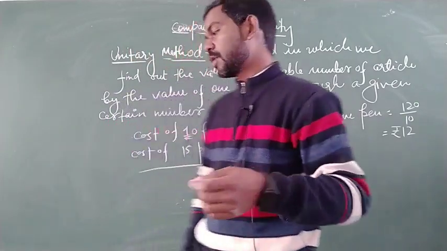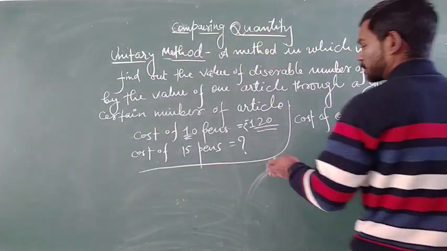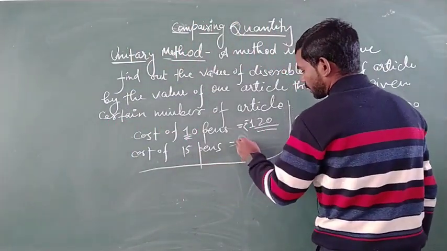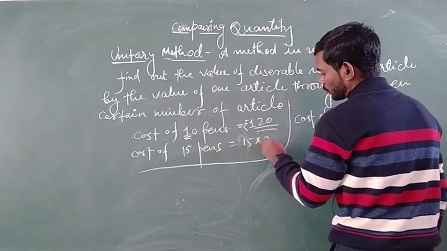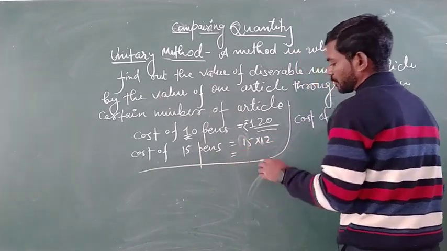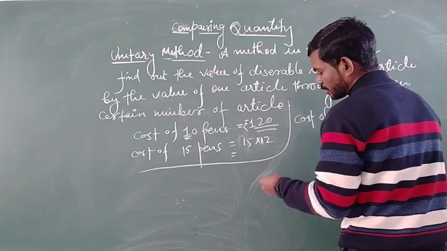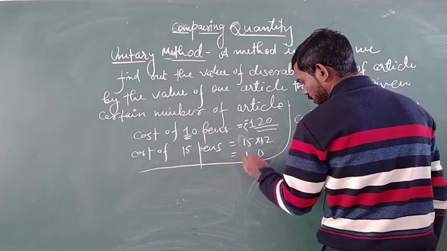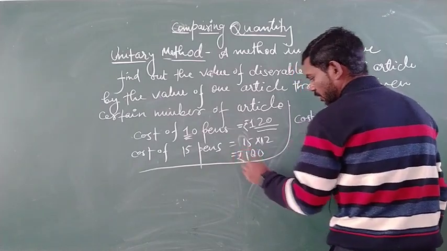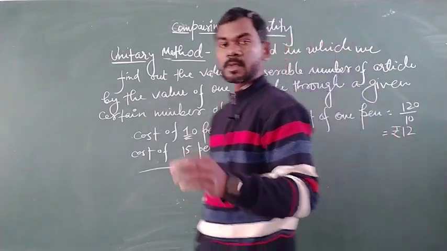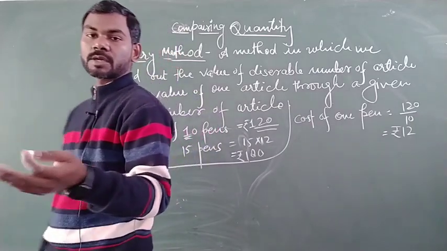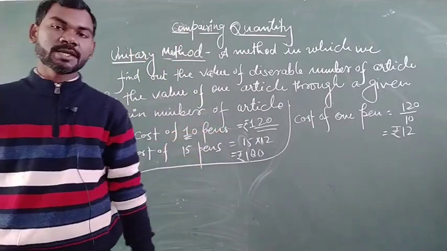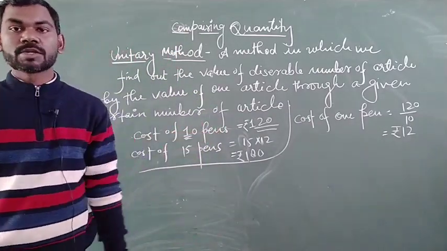So here, in order to get the cost of 15 pens, we multiply 15 by 12. When we multiply 15 by 12, 12 fives are 60, and the result is 180. So the cost of 15 pens is 180 rupees, and this is the unitary method.